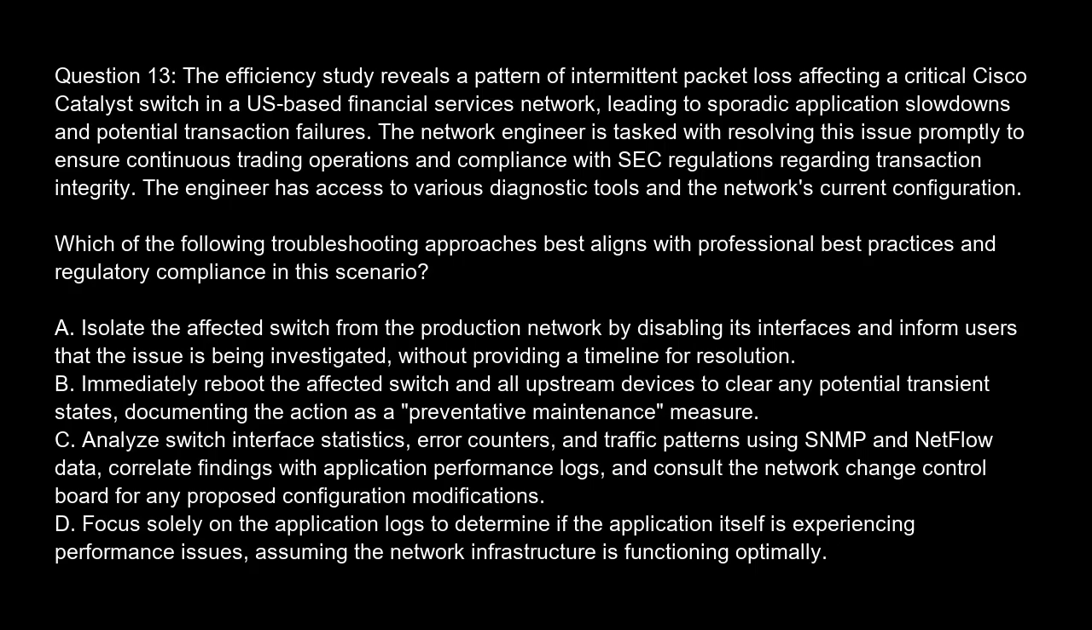Question 13. The efficiency study reveals a pattern of intermittent packet loss affecting a critical Cisco Catalyst switch in a US-based financial services network, leading to sporadic application slowdowns and potential transaction failures. The network engineer is tasked with resolving this issue promptly to ensure continuous trading operations and compliance with SEC regulations regarding transaction integrity. The engineer has access to various diagnostic tools and the network's current configuration. Which of the following troubleshooting approaches best aligns with professional best practices and regulatory compliance in this scenario?